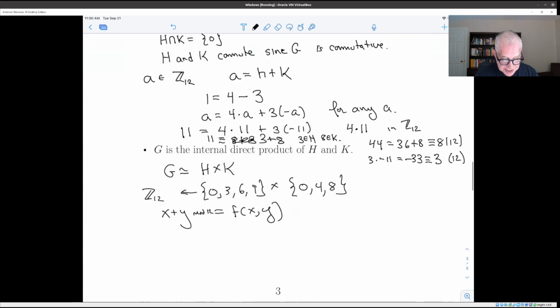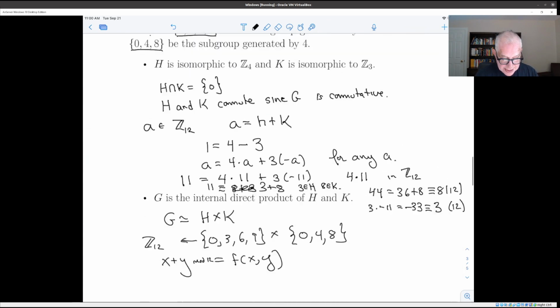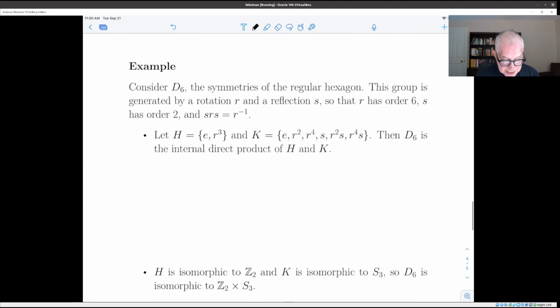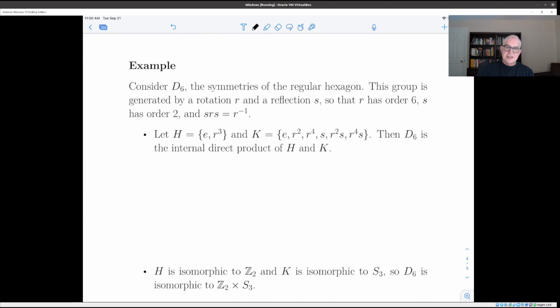So we worked out this example of showing that Z12 is an internal direct subproduct. Now let's look at another example of an internal direct product. Here we're interested in the symmetries of the hexagon. This is the dihedral group with 6 elements. And you remember that it has 12 elements.